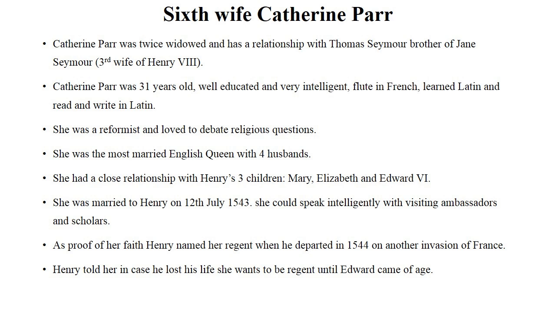Then he has his last wife, that is the sixth wife, a very talented girl, Catherine Parr. Already she was twice widowed and had a relationship with Thomas Seymour. Thomas Seymour is a brother of Jane Seymour, his third wife. Catherine Parr was 31 years old. She was very educated, intelligent, fluent in French, learned Latin, and could read and write everything.